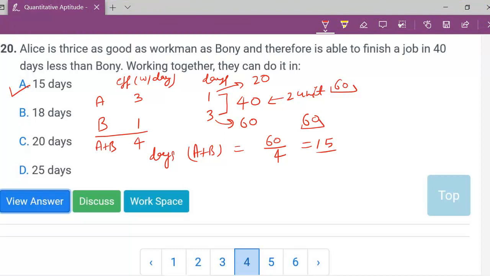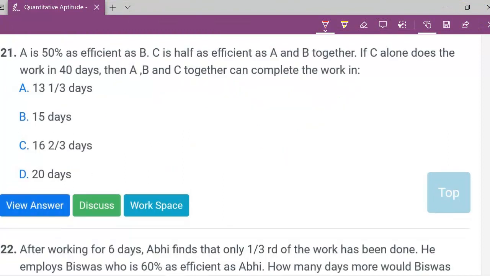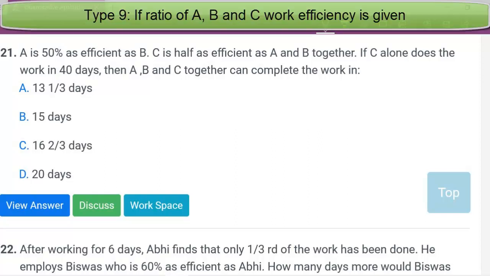So here we have another question based on efficiency. A is 50% as efficient as B. C is half as efficient as A and B together. If C alone does the work in 40 days, then A, B and C together can complete the work in... So here also we will approach in the same manner as we proceeded in the last question. For A, B and C, work per day or efficiency, we can write the ratio accordingly.